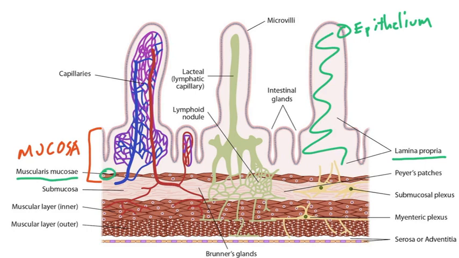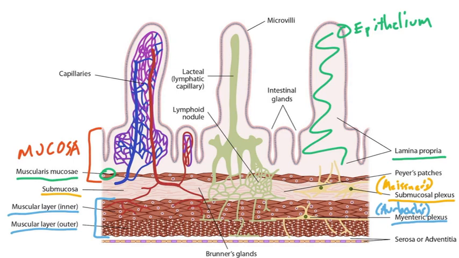Now, deep to the mucosa is the submucosa. Within the submucosa is the submucosal plexus, or submucosal ganglion cells. This is also called the Meissner's plexus. And deep to the submucosa is the muscularis propria, right here. And this is composed of two layers, the inner circular layer and the outer longitudinal layer. And between the two, we have the myenteric plexus, also called Auerbach's plexus.